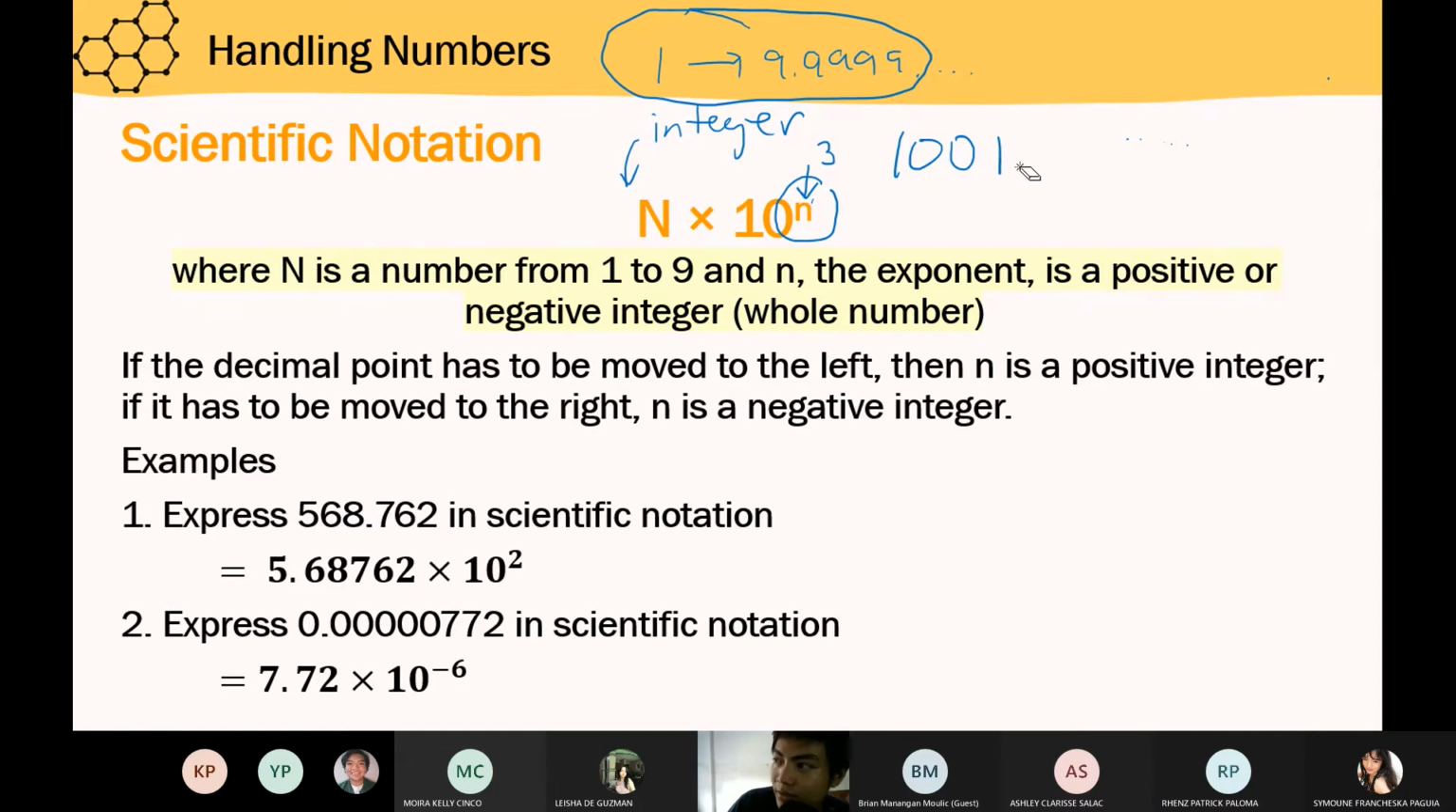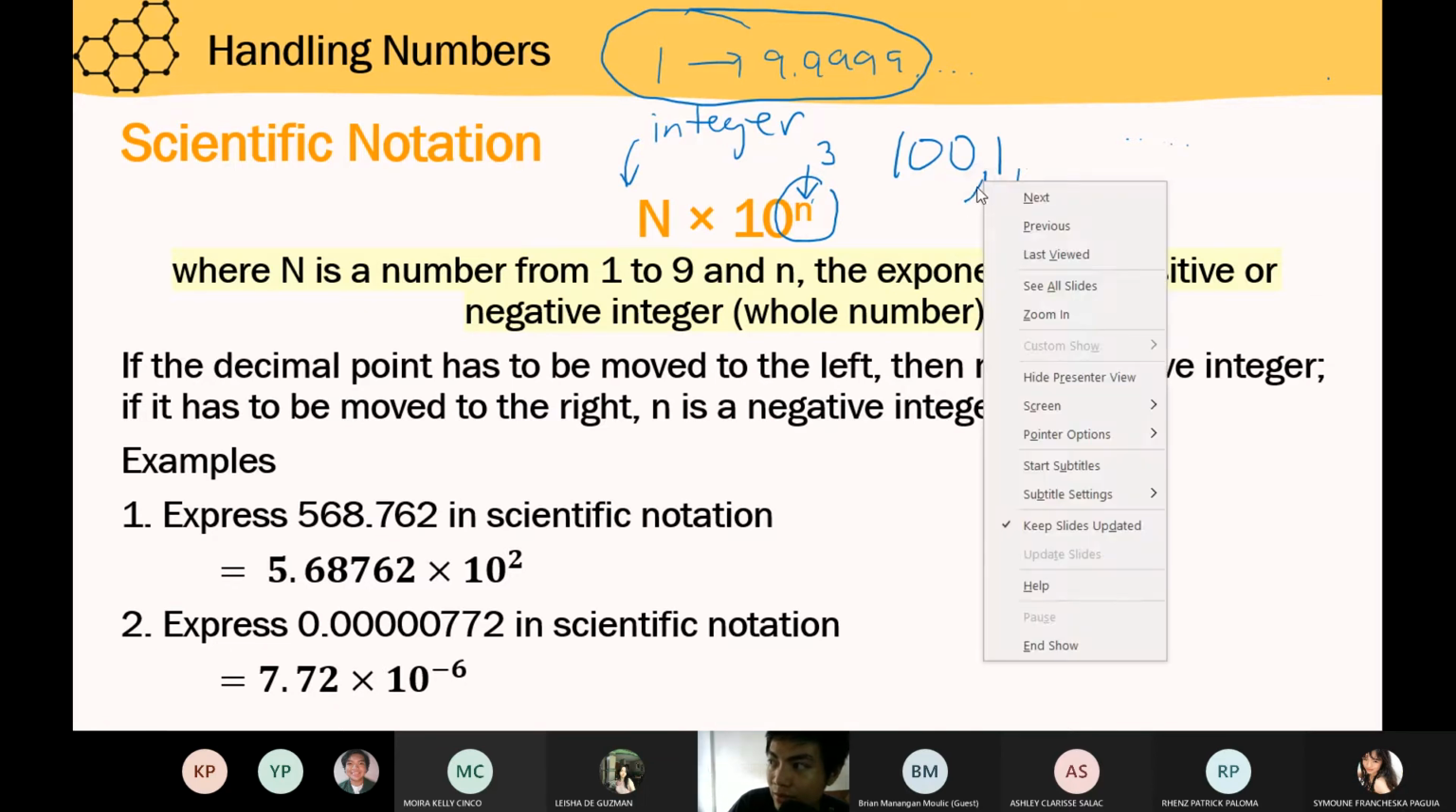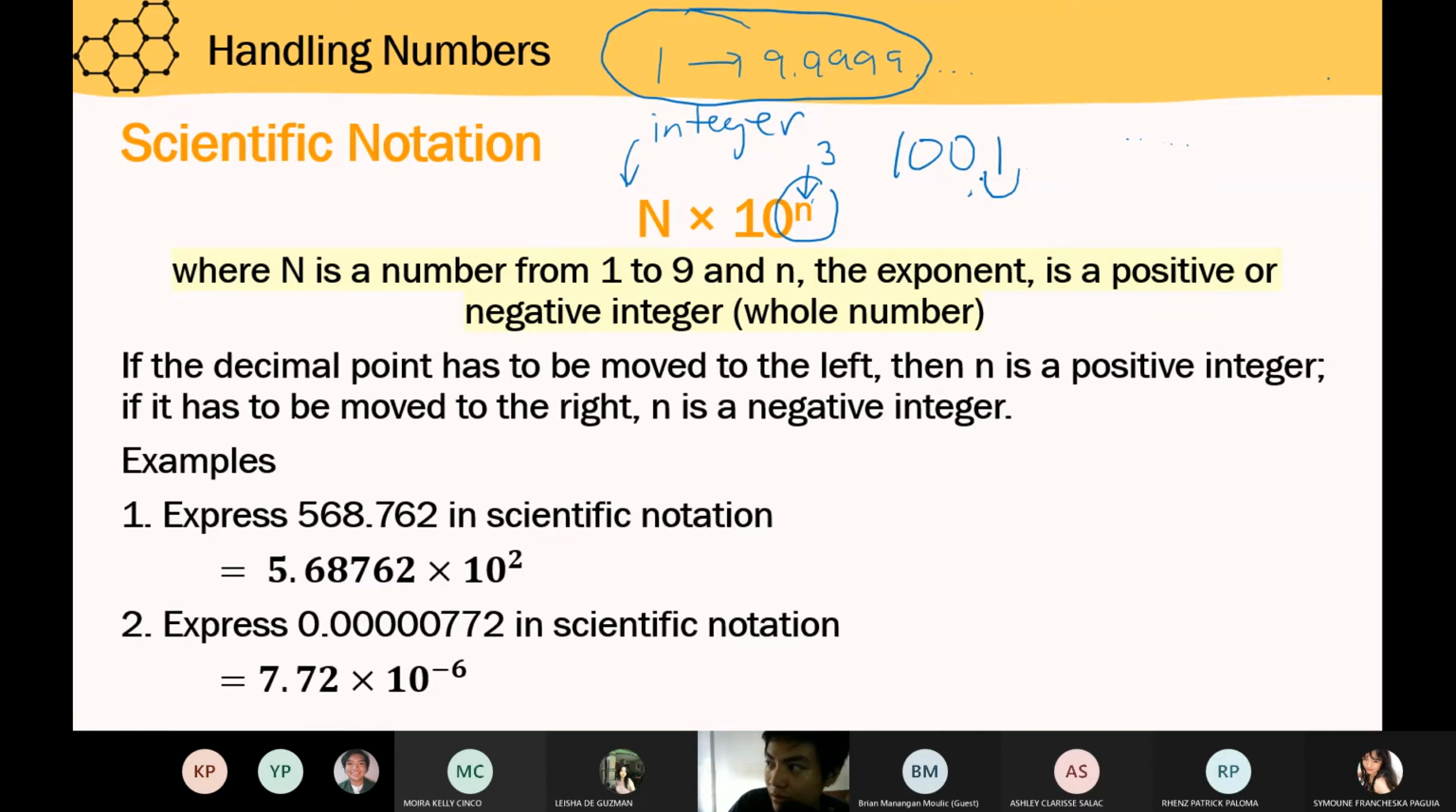So for example, 1001, if I move my decimal point here, is it done? No, because this is 100, and 100 is greater than 9. So that means one more move. I move again. Okay? So this will become 10.01.